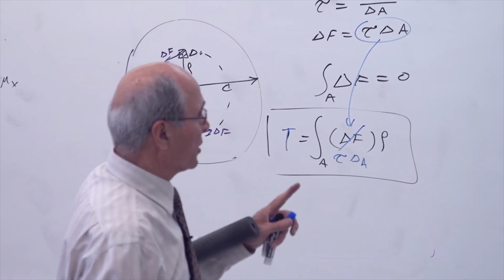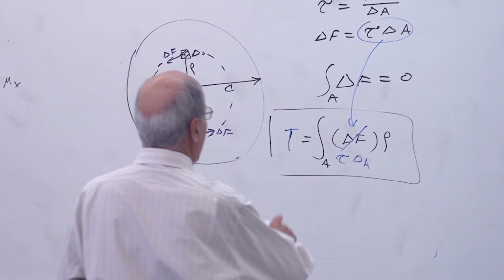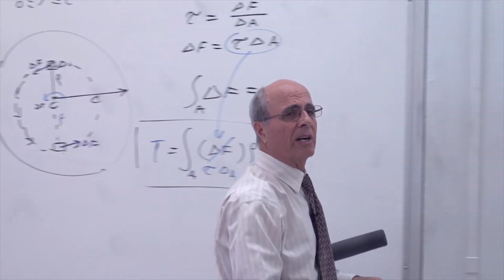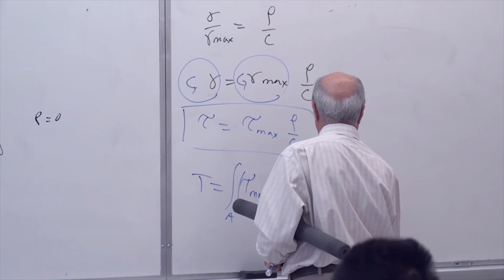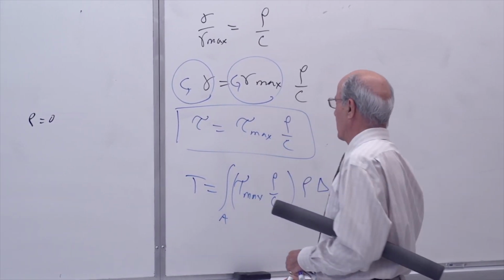dF, so I have to put tau there, I did it. Then I have tau, dA, and rho. Is that correct or not? Yes? So I have to multiply it by rho, and I have to multiply it by dA. Is that correct or not?